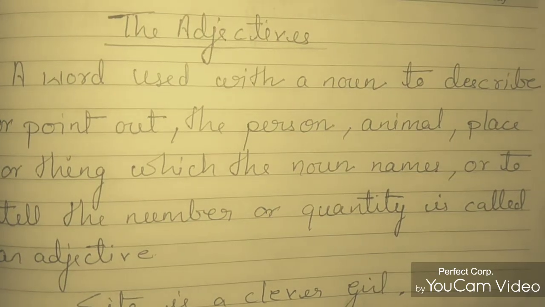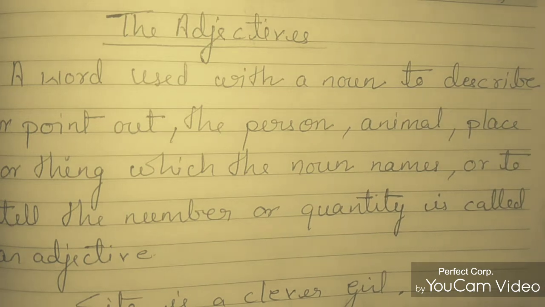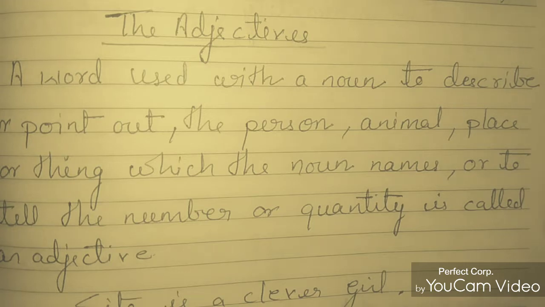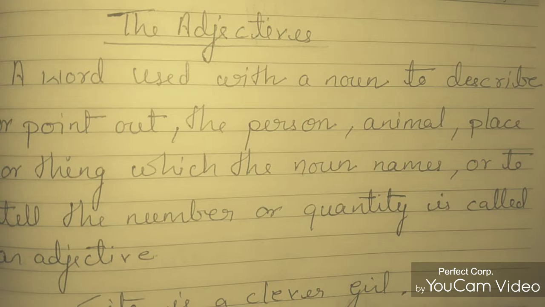The adjectives. A word used with a noun to describe or point out the person, animal, place, or thing which the noun names, or to tell the number or quantity, is called an adjective. So, what is an adjective? A word which we use with a noun to describe the person, animal, place, or thing. That word will be called an adjective. An adjective tells the number or the quantity.